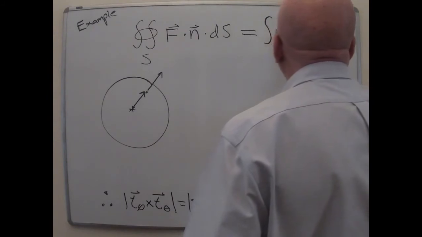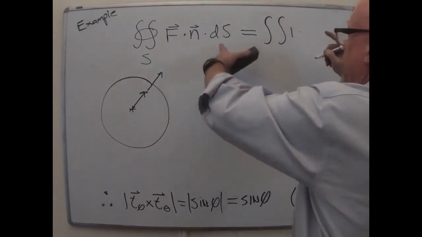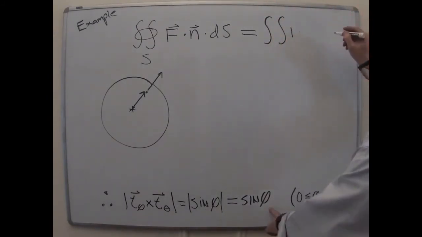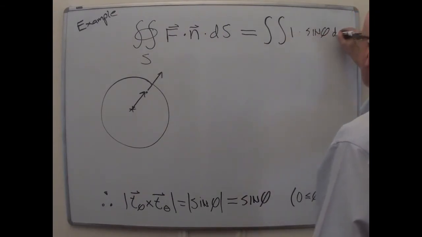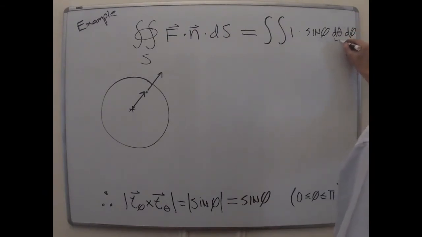You're going to integrate 1 times the dS, which is this factor, sine phi, times d theta d phi. And I don't know which order those go in yet. We can decide that. Should it be d theta d phi or d phi d theta? Well, the inside of the integral has a function of phi, so maybe it's most convenient to integrate with respect to phi first.